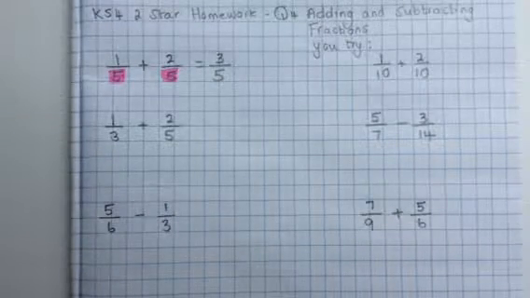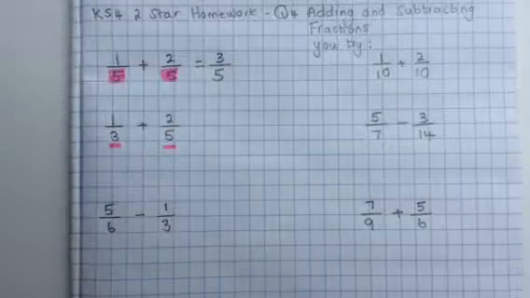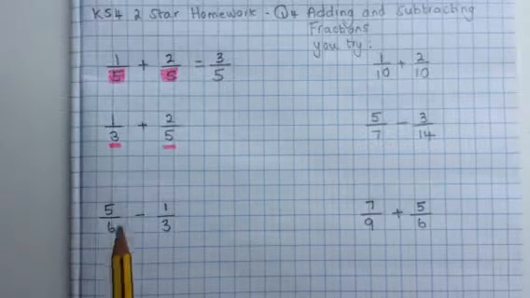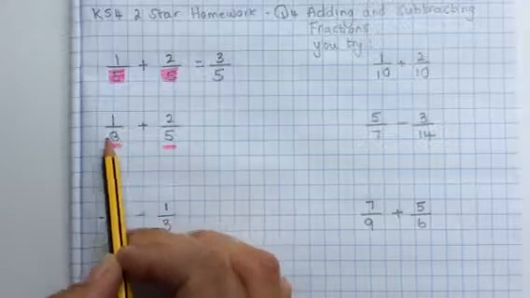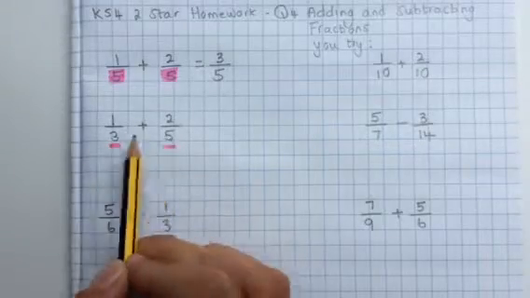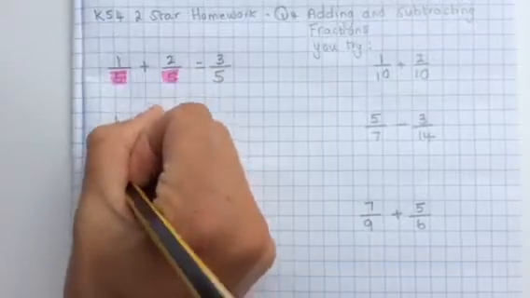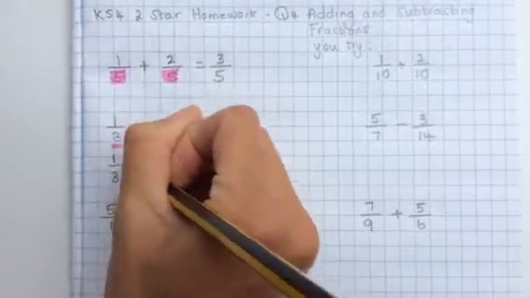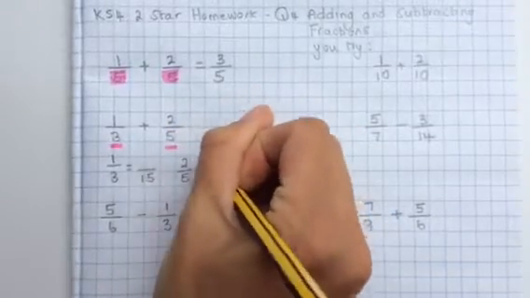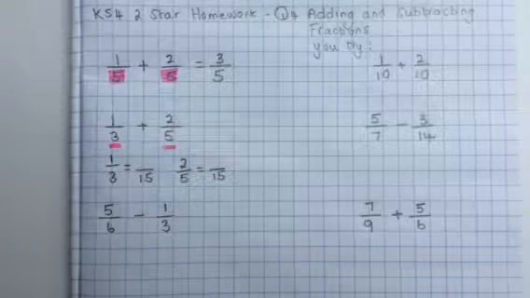When we look at the next question, we can see that this number and that number are different to one another. So we cannot add them or subtract them until they are the same thing. So we need to work out, is there a number that 3 and 5 both go into? Now, the smallest number that 3 and 5 both go into would be 15. So we look to see, how do I make the 1 out of 3 into something out of 15? And at the same time make 2 out of 5 into something out of 15, because 15 is the smallest number that 3 and 5 both go into.